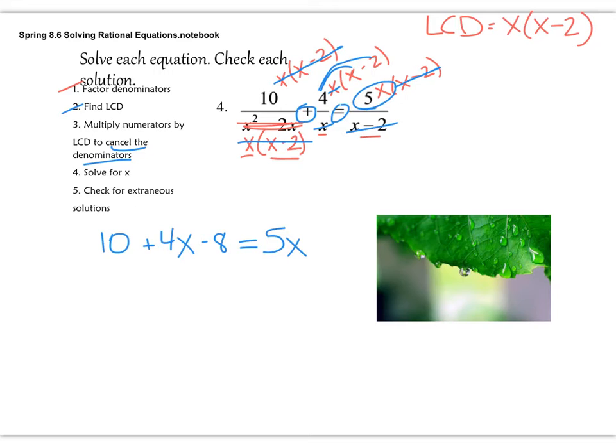And look how much simpler that looks. All right, from here, I have 10 minus 8, which is 2. I will subtract the 4x, which gives me x. So x equals 2.